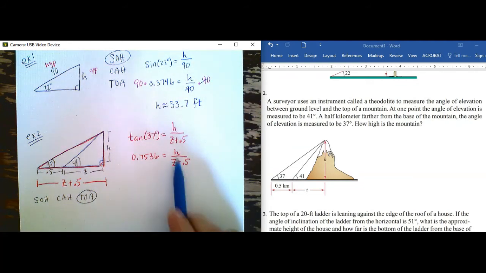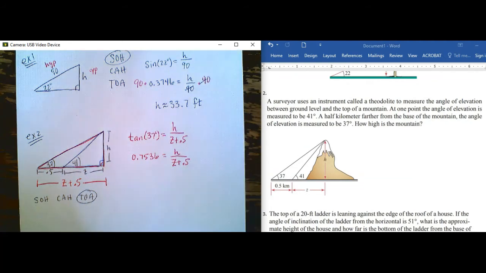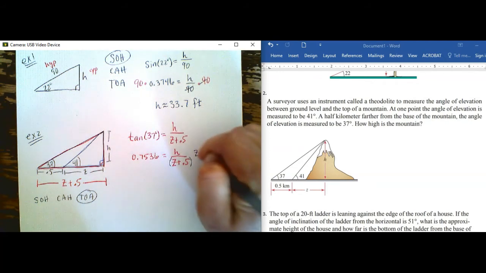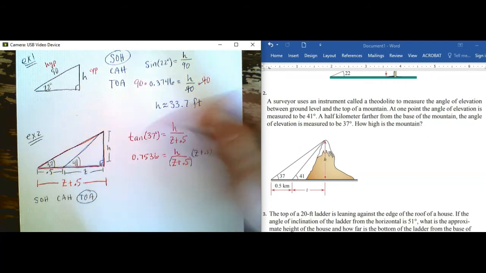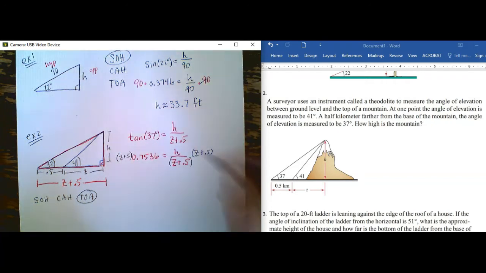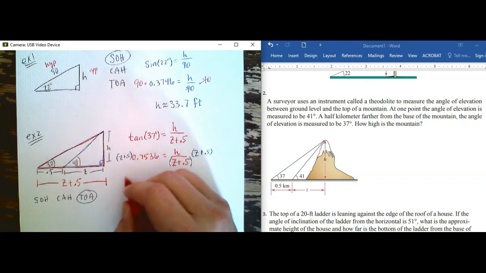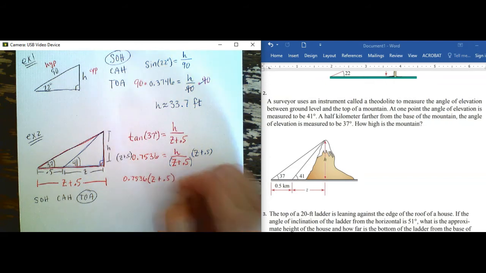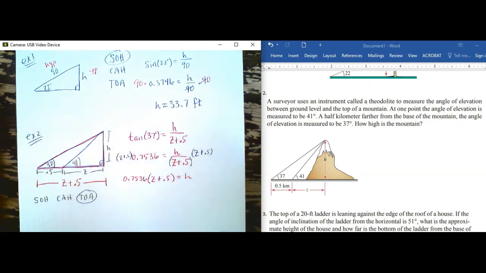Now we can solve this for h by simply multiplying by z plus 0.5 on both sides. Okay. So we'll have here 0.7536 times z plus 0.5 equals h. Okay.